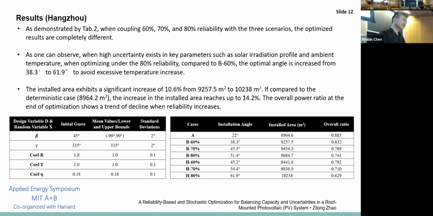In this case, case A represents the deterministic case when there's no reliability concern. As one can observe, when you look at the low uncertainty and high uncertainty cases, when the reliability level is 60%, you will have a significantly higher installation angle to avoid excessive temperature at the back panel. And in the 80% high uncertainty case, the installation angle reaches beyond 61 degrees, and so does the installation area.